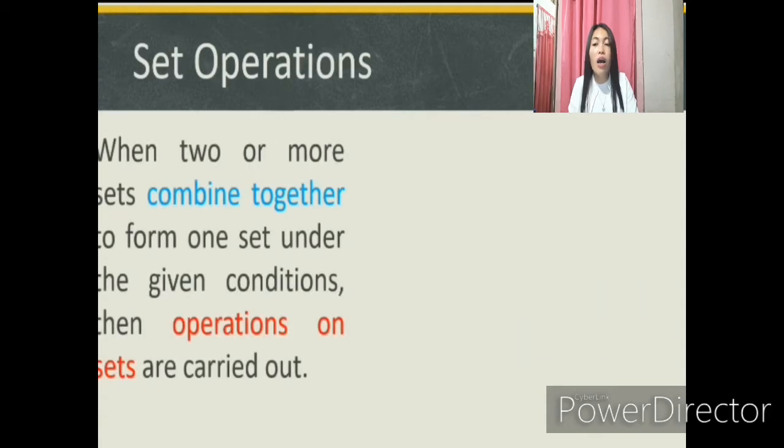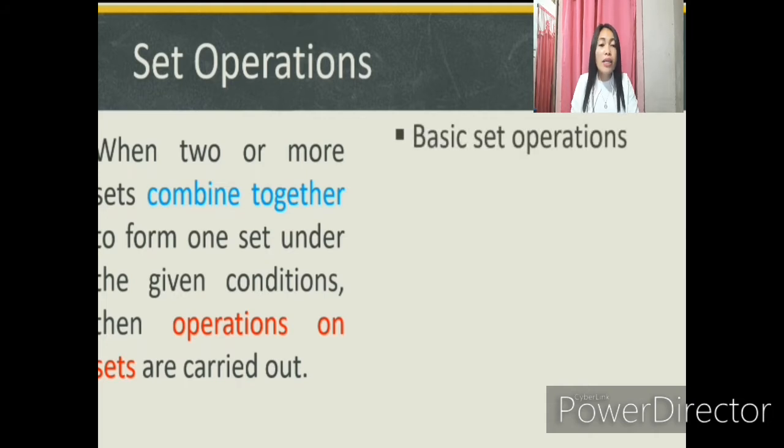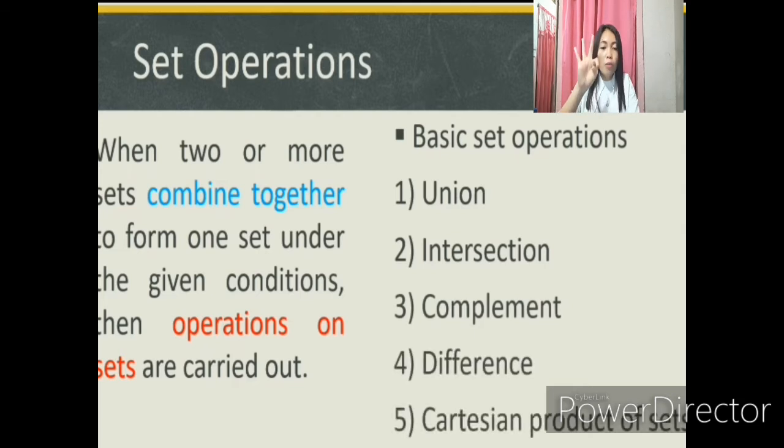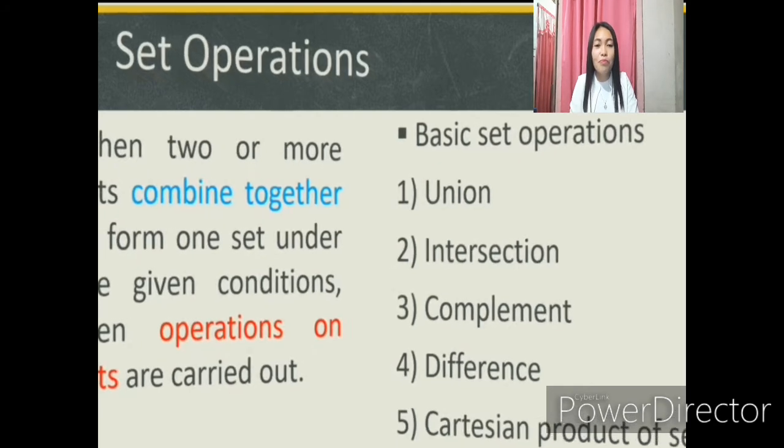And that would be set operations. What are these? When two or more sets combine together to form one set under the given conditions, then operations on sets are carried out. So we have 5 basic set operations. And these are union, intersection, complement, difference, and Cartesian product of sets. I will be discussing to you the different definitions of these set operations with examples.